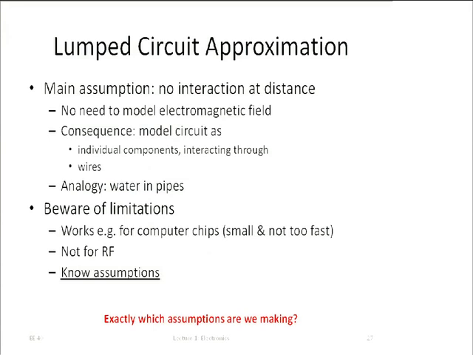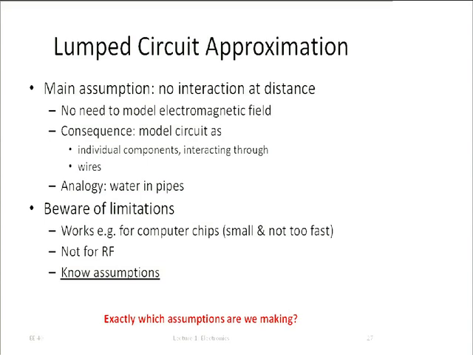What do I mean? Well, that components only interact with each other through wires. They don't interact with each other through an electromagnetic field that goes through the air, or doesn't need wires. The advantage of this assumption is very profound, because now we can think of a circuit as a bunch of components and then wires that connect them with each other.